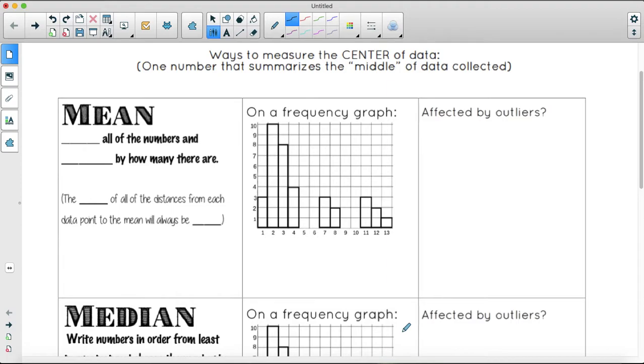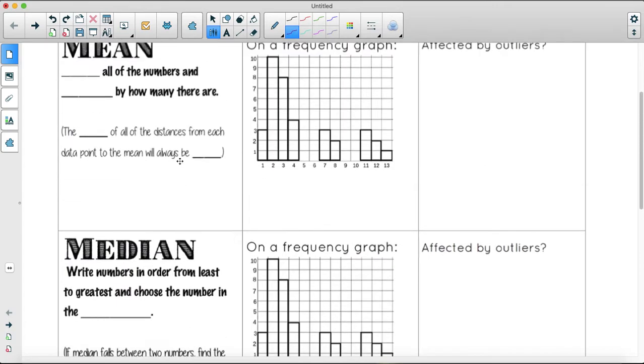This video is on descriptive statistics. We're going to look at the measures of center, the ways to measure the center of data. There are three different ways we can measure the center of data, but we want to find the one number that summarizes the middle of the data collected. The three ways are mean, median, and mode.